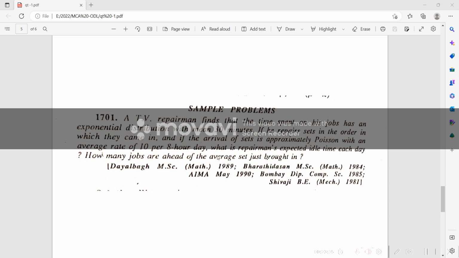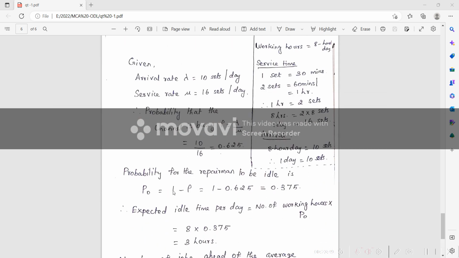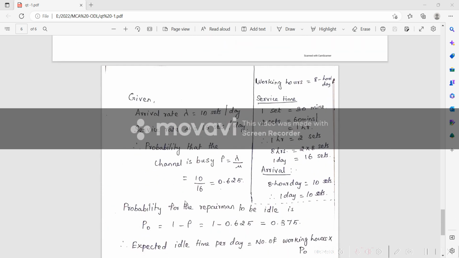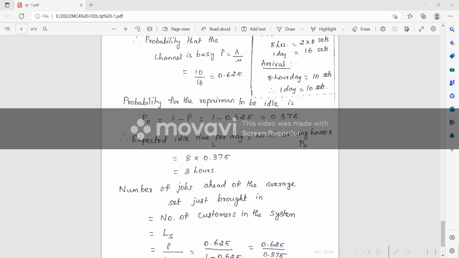And so first what we are going to answer: what is the repairman's expected idle time each day? That means the repairman is in idle position, that is, he has no work to do. That means the shop is empty, that is, the system is empty. So we have to find the probability that the system is empty. We know the probability that the system is empty is denoted by P naught, which is 1 minus rho. So we have to apply that formula. 1 minus the rho value is 0.375. So this is the probability that the system is empty.